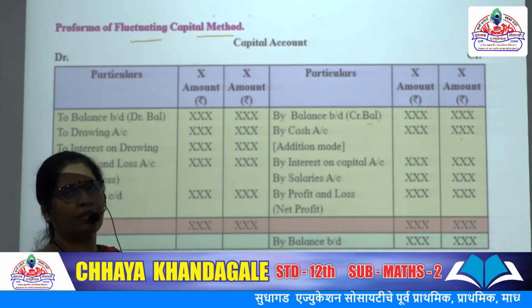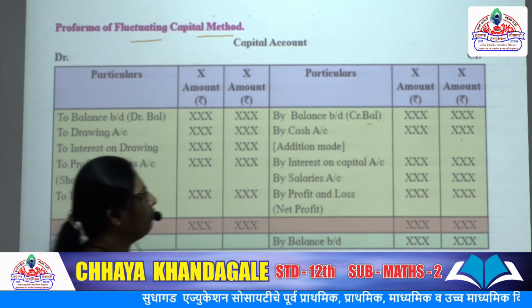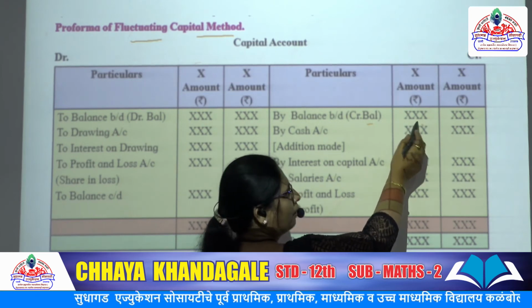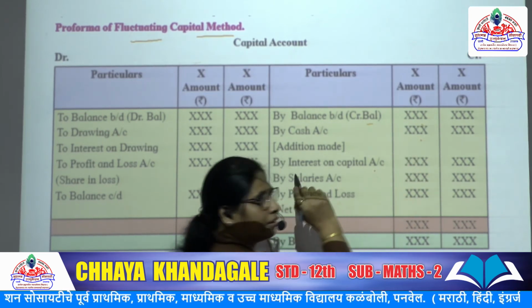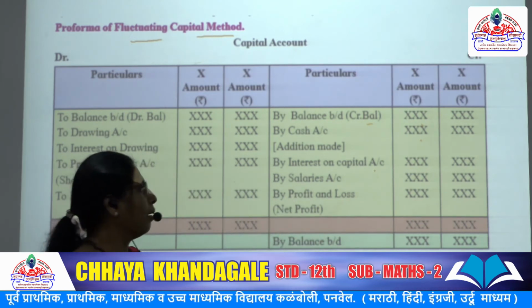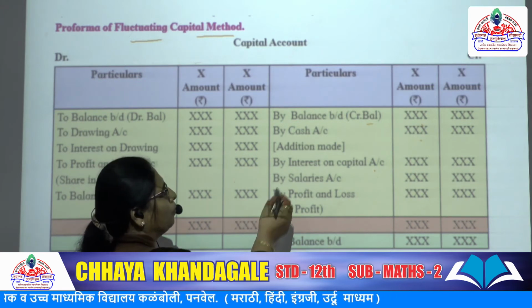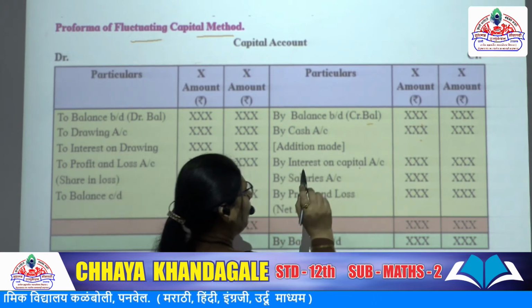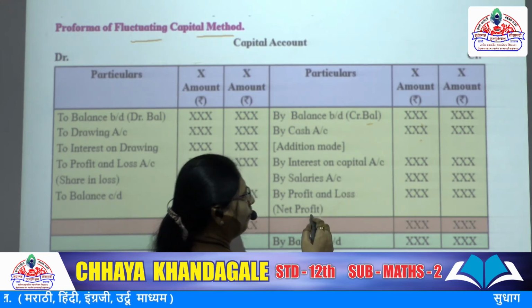Now interest you are going to calculate. How are you going to calculate the interest? On 1 lakh for the whole year, on 50,000 you are going to calculate for 6 months. For how many months have we utilized that fund? According to that we are going to calculate the interest on capital. Then salaries, and by profit and loss account, that is net profit.